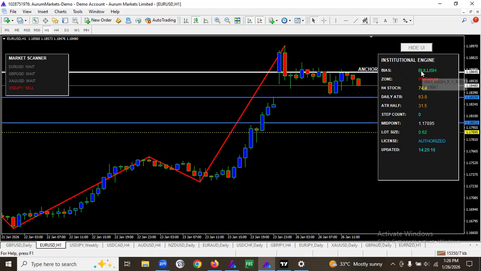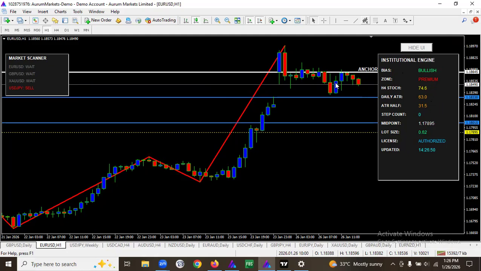When the bias is bearish, price is expected to be at a discount. So when you have a bearish bias and price at a discount, you look for a buy opportunity. In this case, price is at premium, so we need to wait for the bias to change to bearish before we sell. You can see today is Monday and price has been in a range.